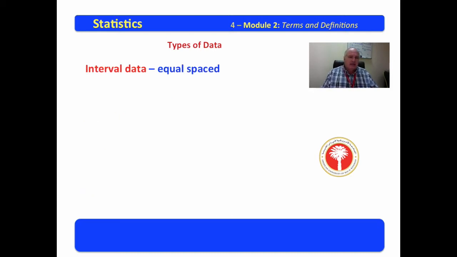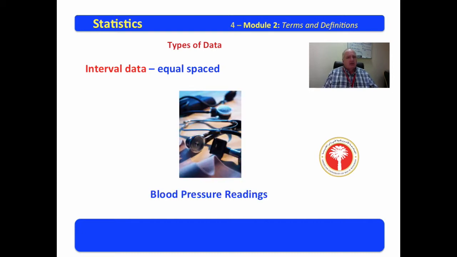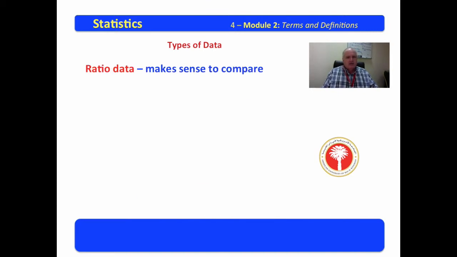Interval data are data that can be ranked, but they have equal spaces between the rankings. Blood pressure readings, for instance. A blood pressure reading of 160 over 85. The pressures are equally spaced. However, it doesn't make sense to compare a blood pressure reading of 160 over 80 and say that that's double 80 over 40. They're equally spaced, but it does not make good sense to compare them on a ratio basis.